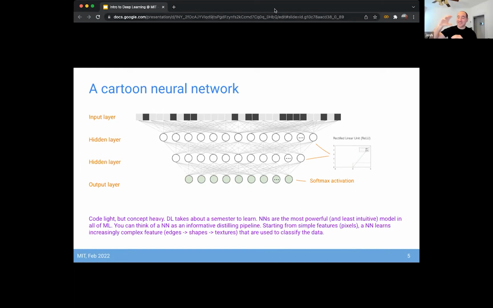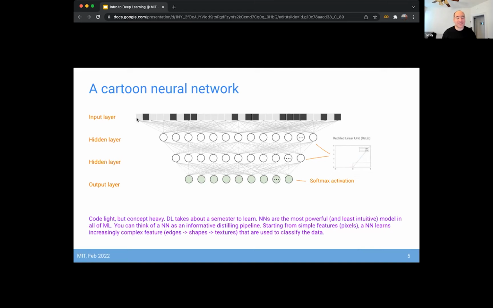What's really amazing is neural networks do automatic feature engineering. They start from very simple features, and they learn a representation of the data automatically. And that's made them incredibly successful. So this is the cartoon neural network that I'll break down. At the top, we're looking at an input layer.